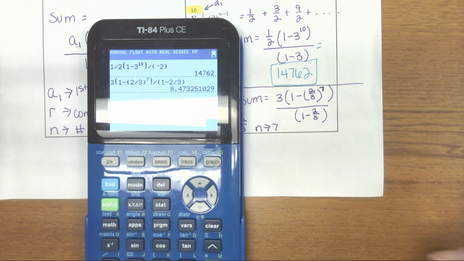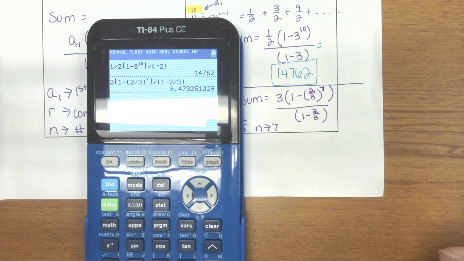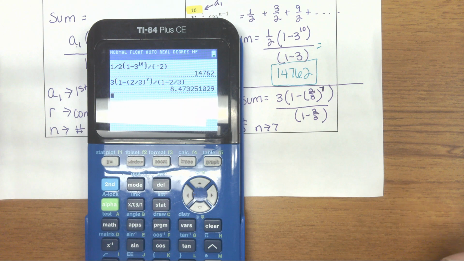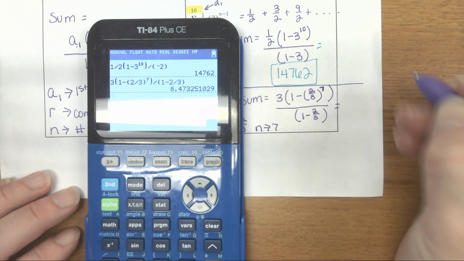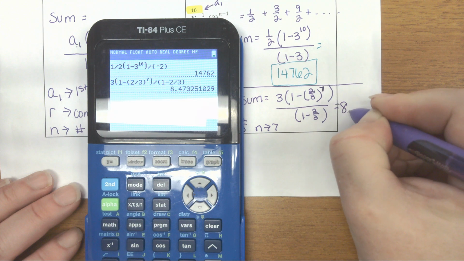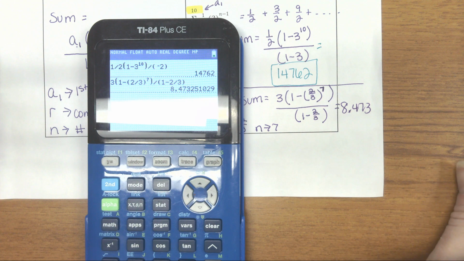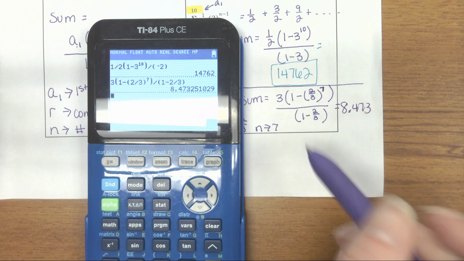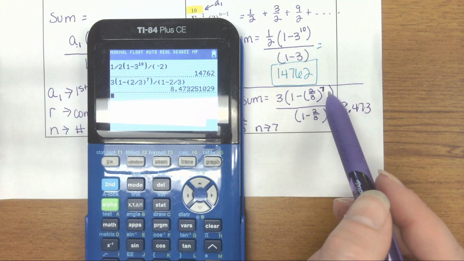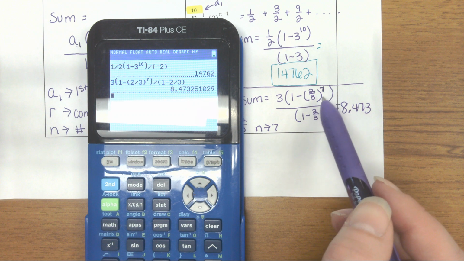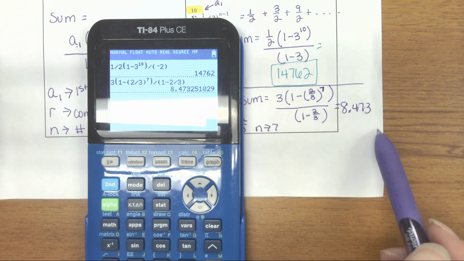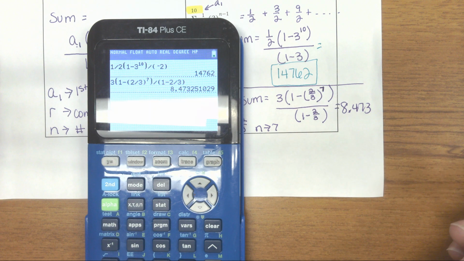All right, and so I get 8.4732510. Can you confirm you get the same thing? Okay. I will tell you that there is a way that you could do this and leave it as a fraction, but it's going to involve like 2 to the 7th and 3 to the 7th, so I'm going to just go ahead and leave it as an approximate decimal.